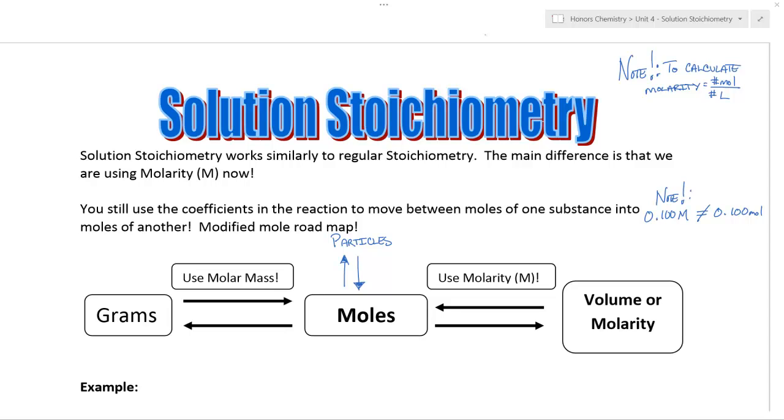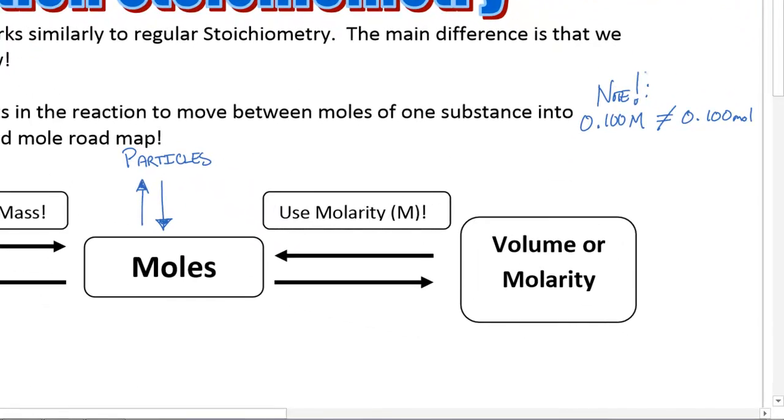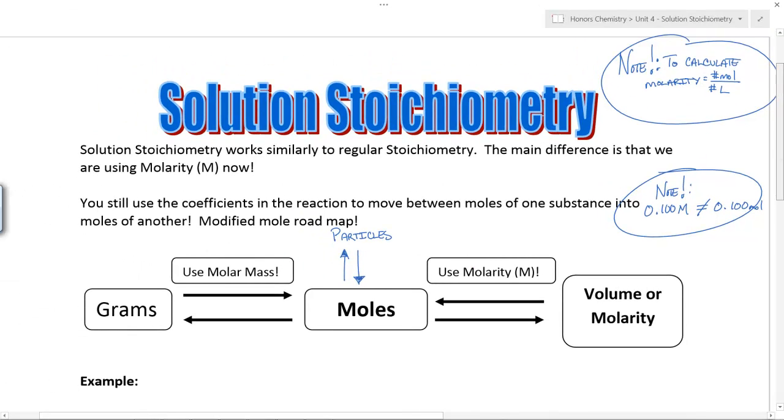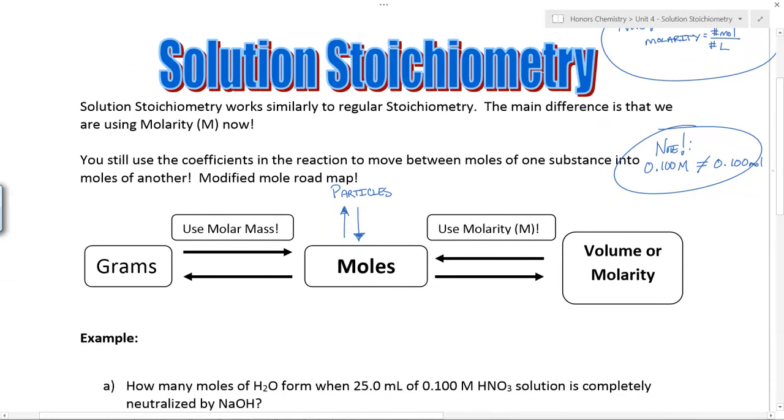A couple quick notes that I want to remind you about. One, if you need to calculate the actual concentration of something, it's the number of moles divided by the number of liters. So just remember, it's got to be in moles and it has to be in liters. Those units need to be both moles and liters. Another quick note: 0.100 molar is not the same thing as 0.100 moles. That's a key thing. That's an easy mistake to make, and I want to make sure that you guys don't confuse that.